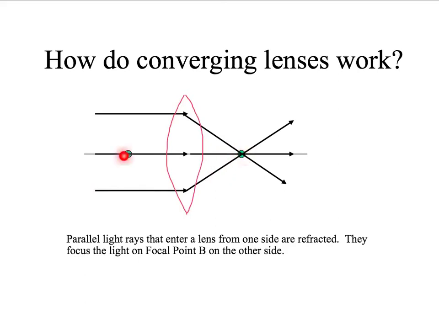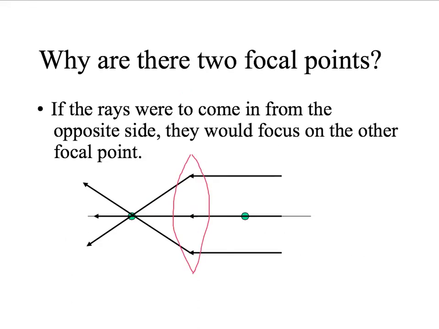And why are there two focal points? Because remember when we had mirrors, we just had one focal point. There are two focal points because the light can come from the other side and focus over here. So there's going to be two focal points for our lenses.